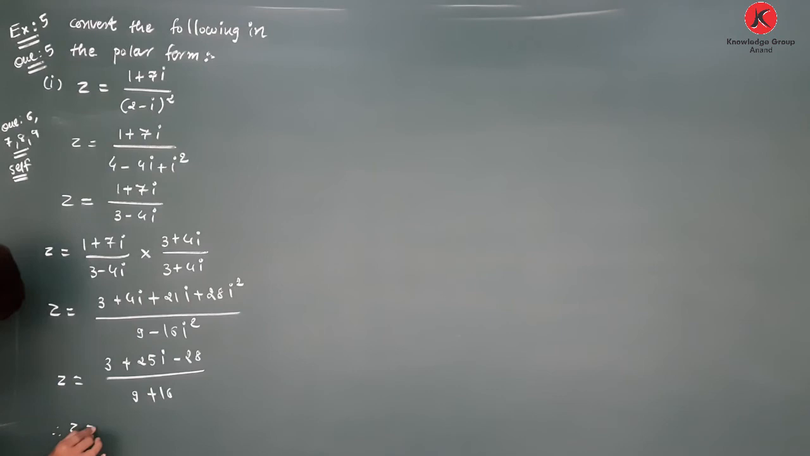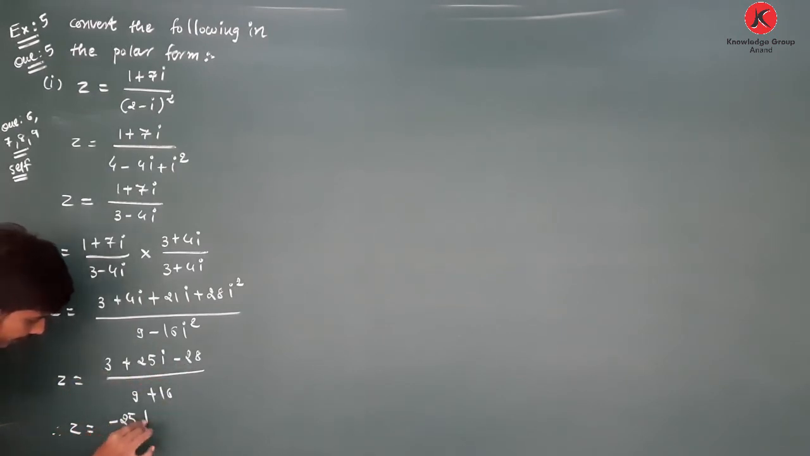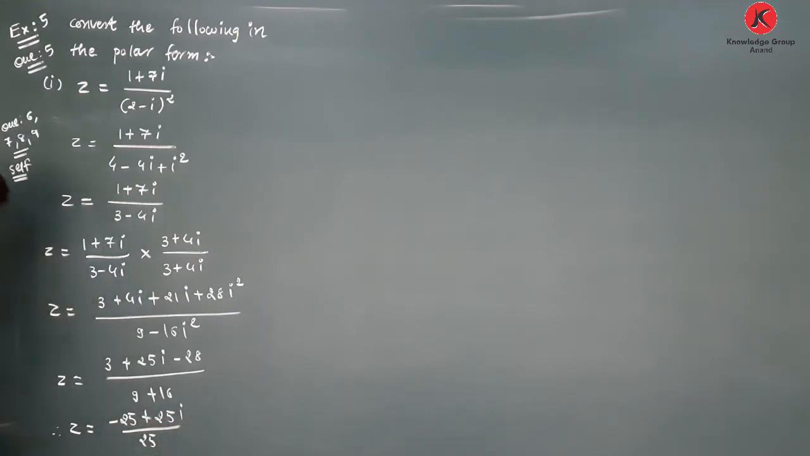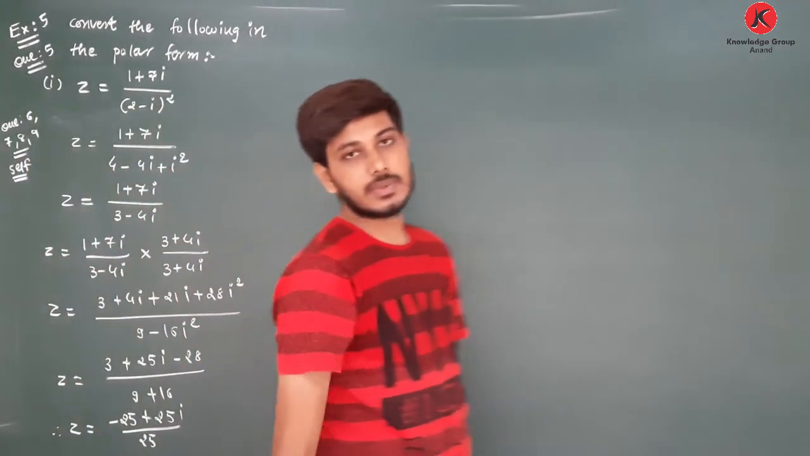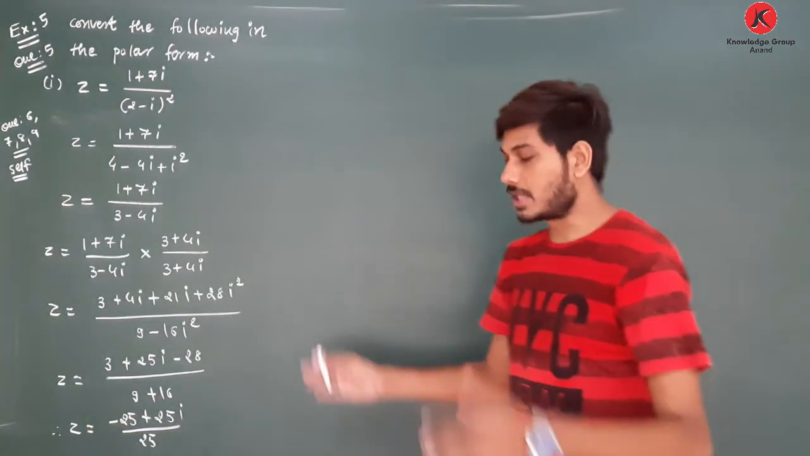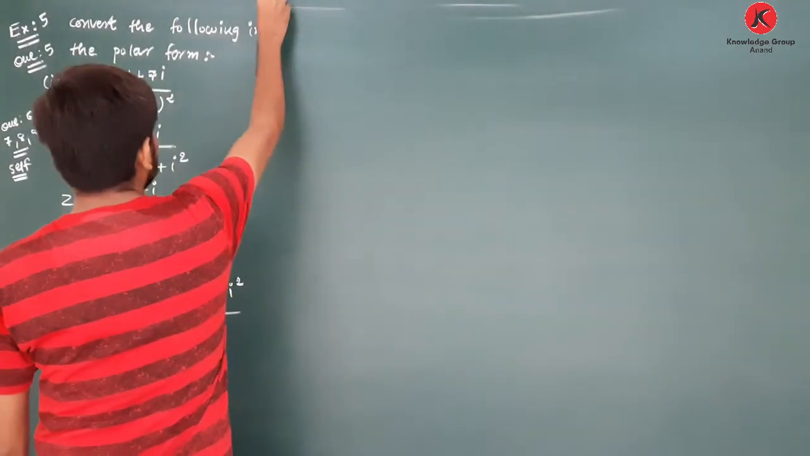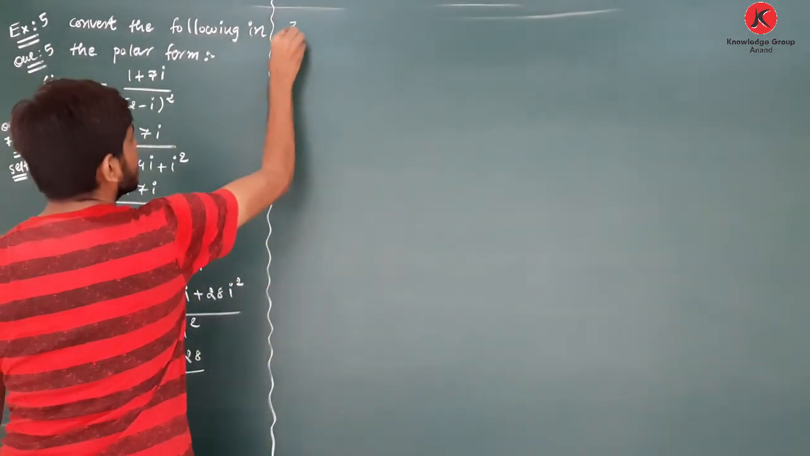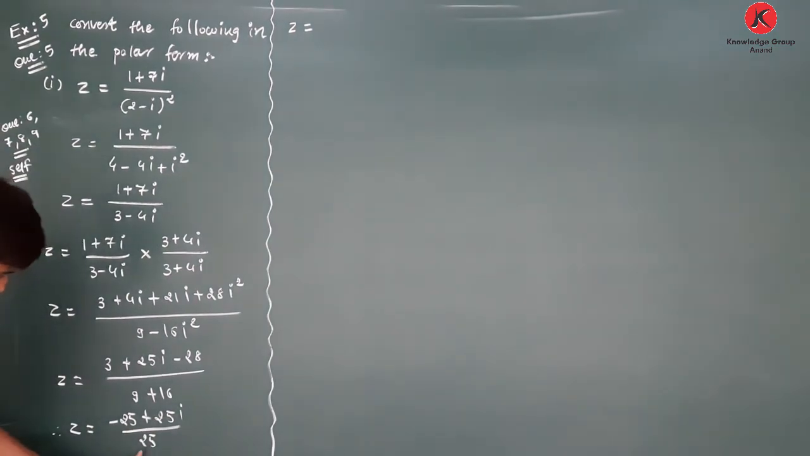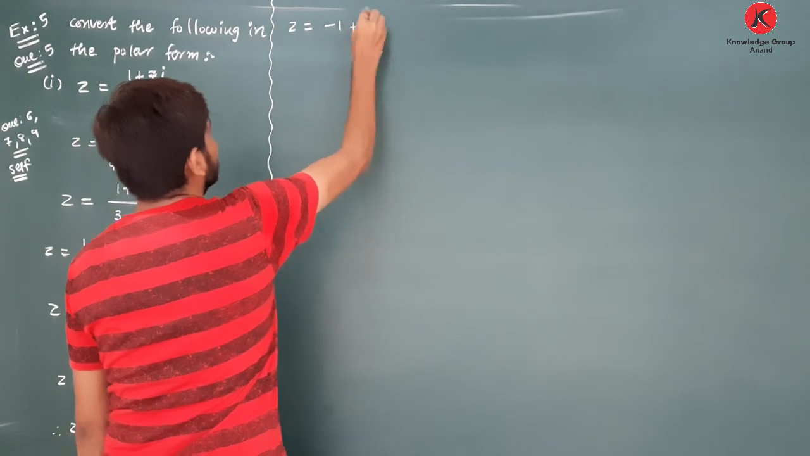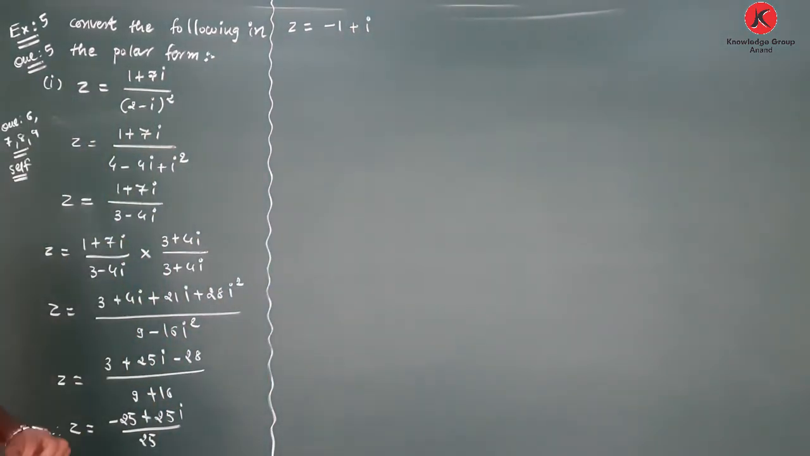Therefore, we are getting z equals (3 minus 28 plus 25i) divided by 25, that is (minus 25 plus 25i) divided by 25. Now dividing 25 separately, we are getting z equals minus 1 plus i.